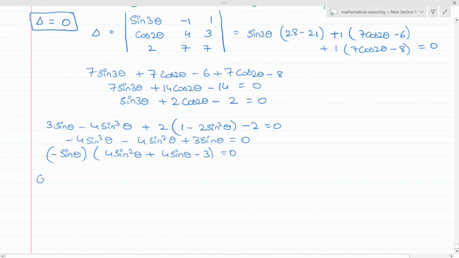So there are two cases. Case 1, that is sine theta equal to 0. And here, what's the solution of theta? We have already learned in the trigonometric equation. So it becomes n pi.